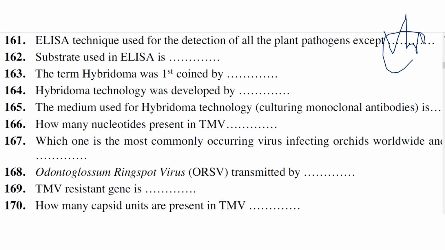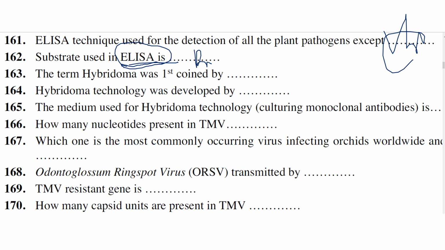Substrate used in ELISA. I think we might have discussed this. The ELISA plate is generally made of polystyrene, but when it comes to the substrate used in ELISA, two kinds of substrate we can see: PNPP, p-nitrophenyl phosphate, and alkaline phosphatase. These are the two kinds of substrates.